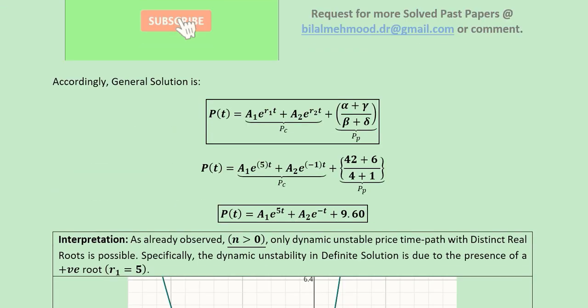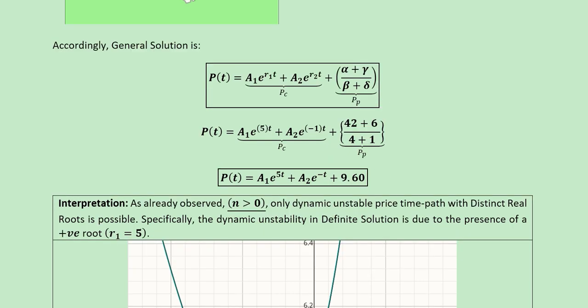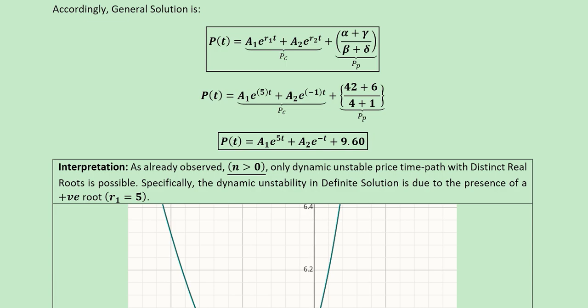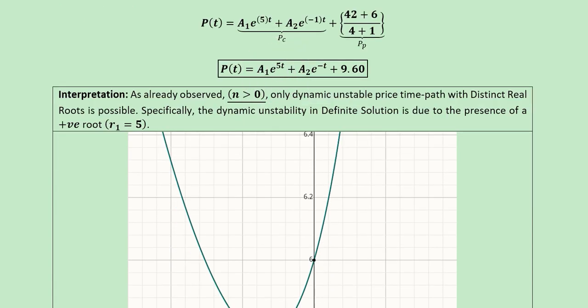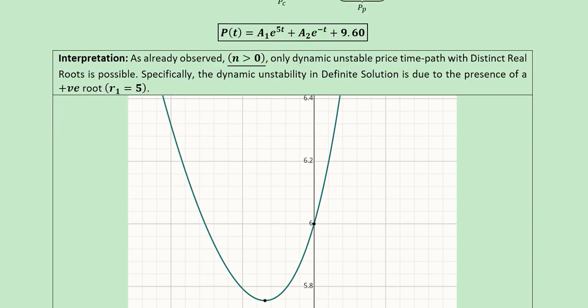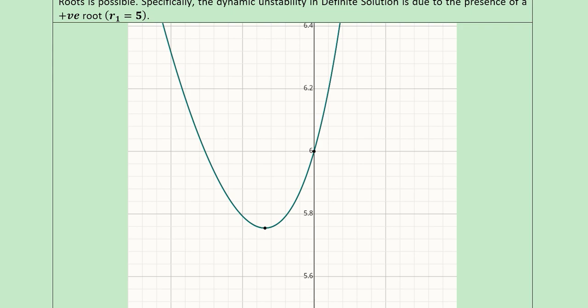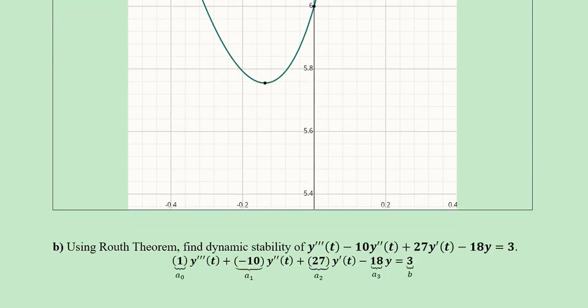Then we can put this set of values in the Yc, that is the complementary function, and also the values of alpha, delta, gamma, beta. That will give us the particular integral. Solving these, we get this answer, which is the time path of price, and we can see that this is a distinct real root case. The diagram for this will be like this.